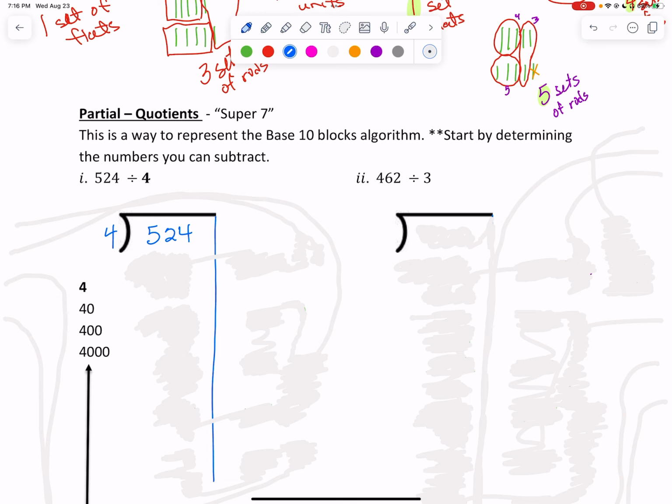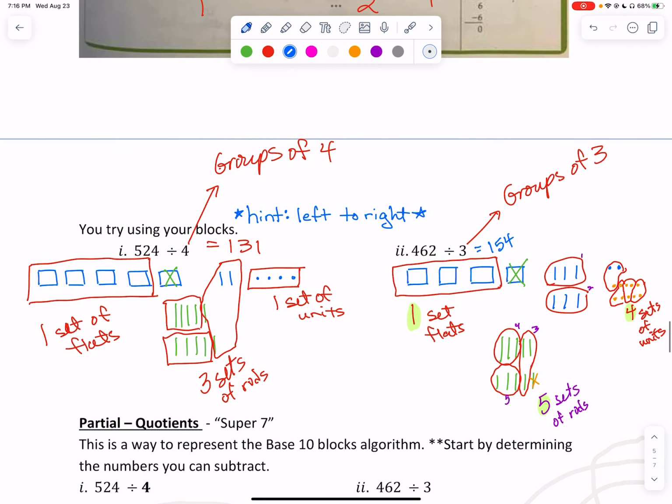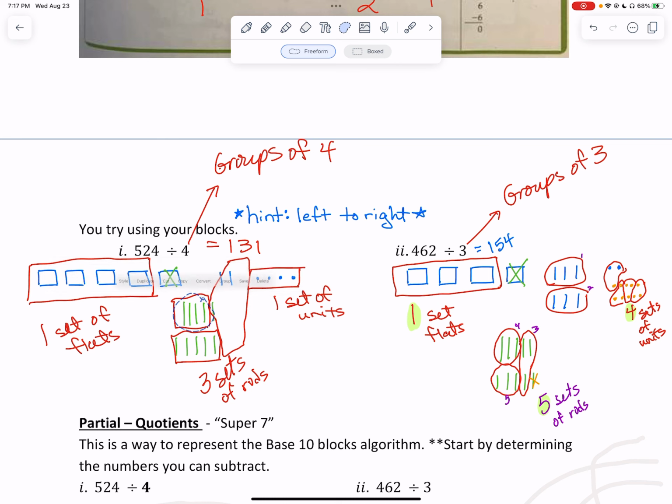So if we had 4, look up here, we got 4 here, okay? So we have 4 flats. Do you remember how many units are in one flat? It's a 10 by 10. So that's 100, and that's 100, and that's 100, and that's 100. So this one set of flats is 400, okay? These right here, when we're dividing these up, that's 4 rods. Well, that's 40, right? So that's 40. And then this is 4.